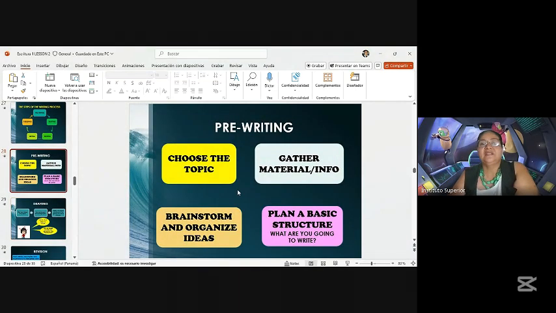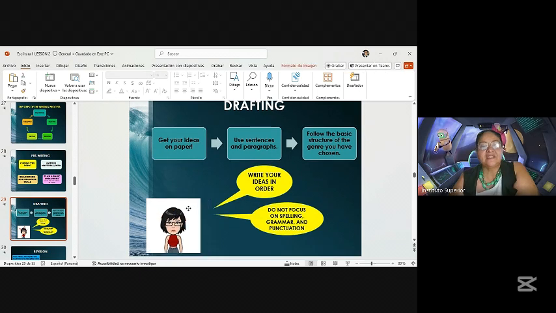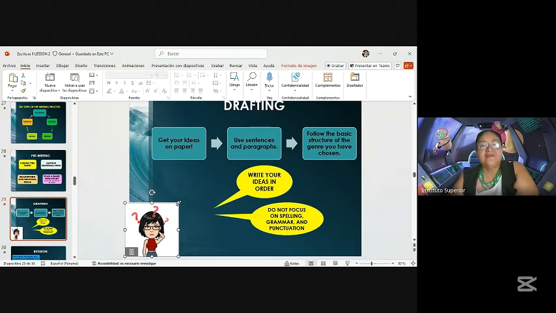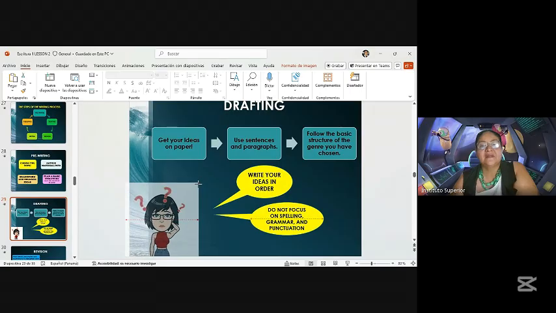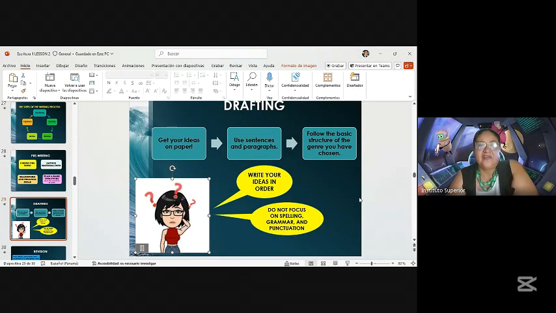Then we have something that is called drafting. What do we do in drafting? In drafting, we're going to write the first sentence about our topic. What happened with this? In the free writing, we generate ideas, okay? And we use techniques to establish ideas. But in drafting, we're going to start writing.